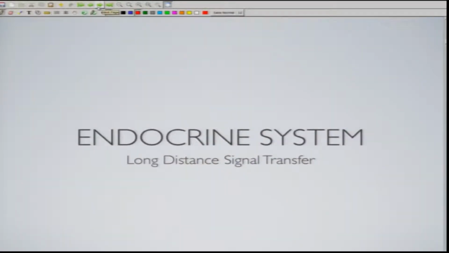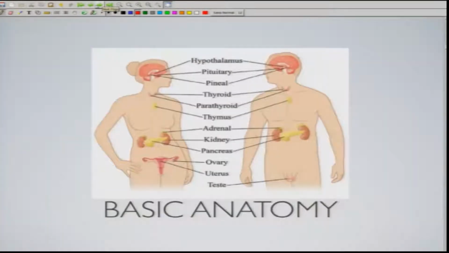So, now we will enter into the endocrine system, which is, as I mentioned, long distance signal transfer. Among the long distance signal transfer, these are the major endocrine organs we have: hypothalamus, pituitary, which is deep inside the brain underneath the hippocampus. Please do not confuse it with the hippocampus. Your pineal, which handles the circadian rhythm. Thyroid, a very important one, in depth we will discuss.